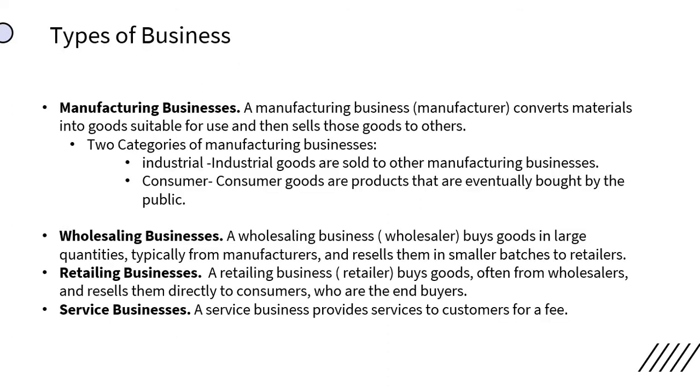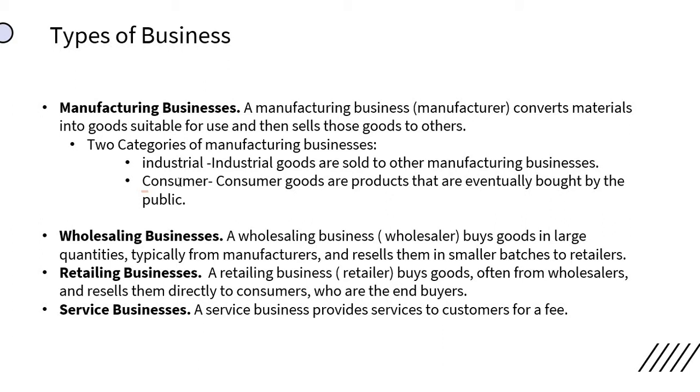Moving forward, in general, businesses are divided into broad categories depending on their primary function and the kinds of products they sell. First is the manufacturing businesses. Manufacturers are the ones who convert materials into goods suitable for use and then sell those goods to others. Manufactured products typically fall into two categories: the industrial and the consumer.